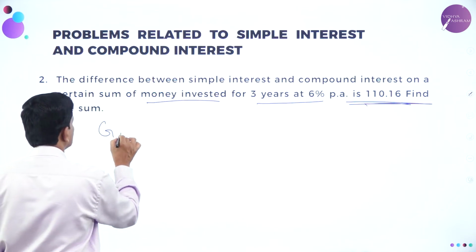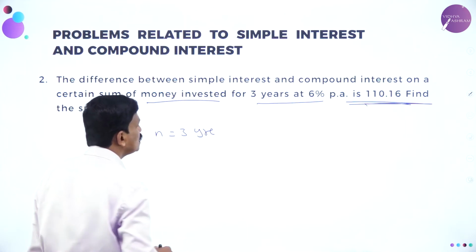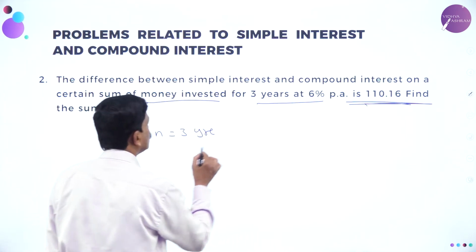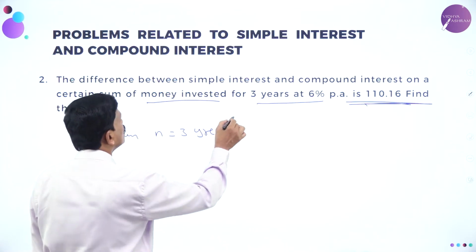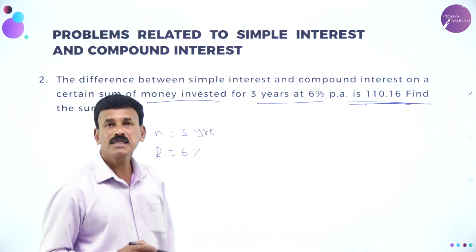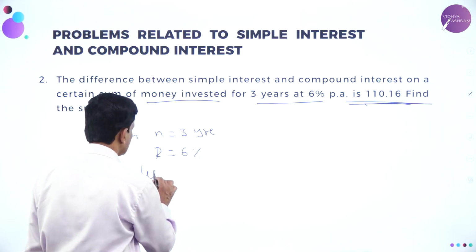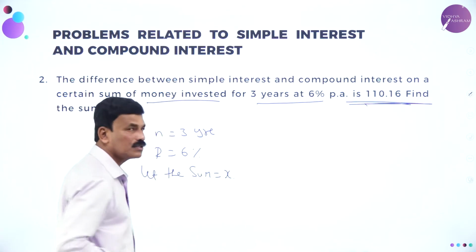Now, what is given here? Given n is equal to the time period, 3 years. Then the difference between the simple interest and compound interest is 110.16, and the rate of interest R is equal to 6%. Now let us consider the sum as x. Let the sum be equal to x.